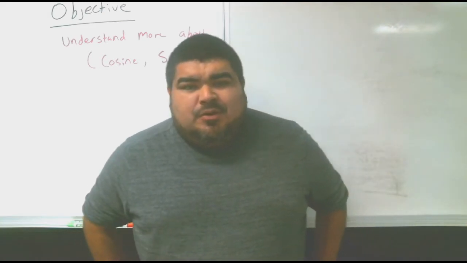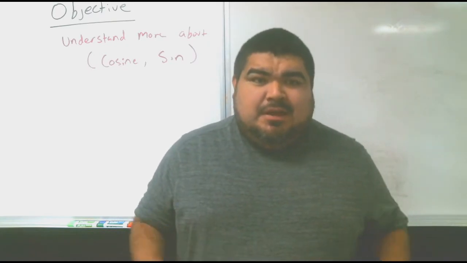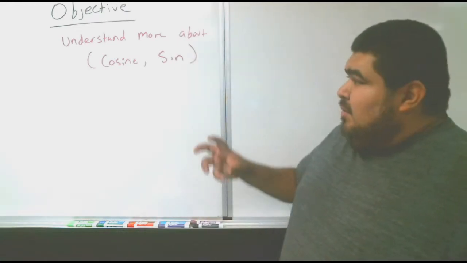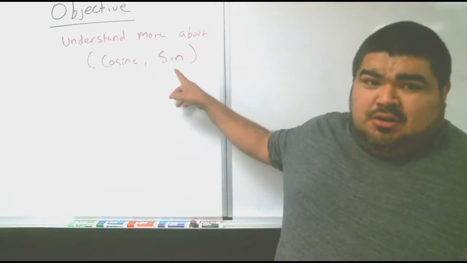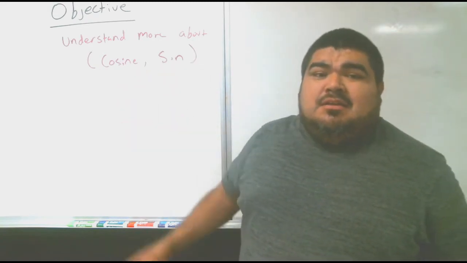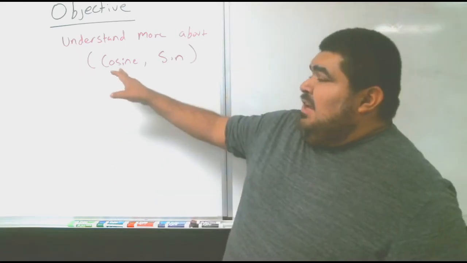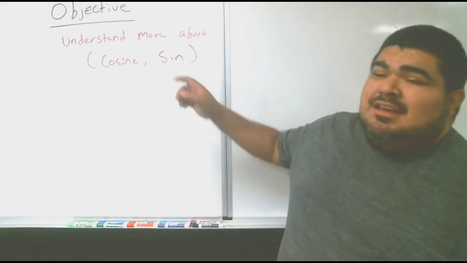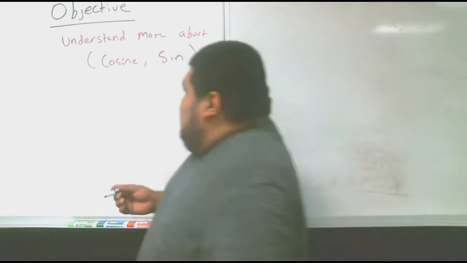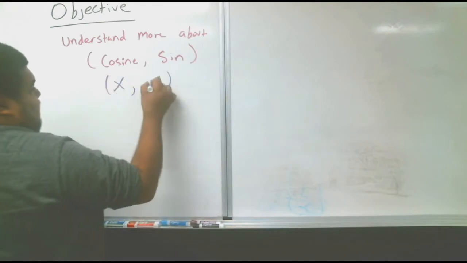Today we're going to be going over a little more into cosine and sine. Our objective for today is to understand more about cosine and sine. Notice that I have parentheses around cosine and sine, and then a comma. Think of when you're looking at x and y. Cosine is x, sine is y.